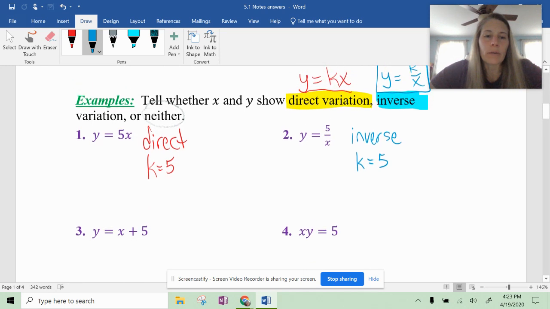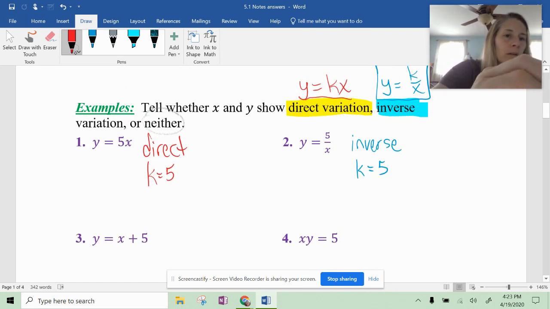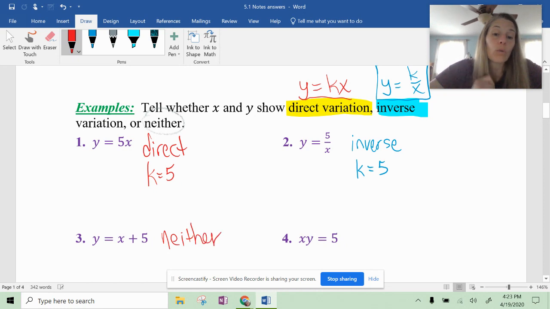So now if we go down to the next two, number 3, you have x plus 5. Well, these two, the relationships for direct is the constant multiplied by the x, and the relationship with the inverse is y equals the constant divided by the x. Neither of those have an addition, so this would be neither. It's neither direct or inverse variation.